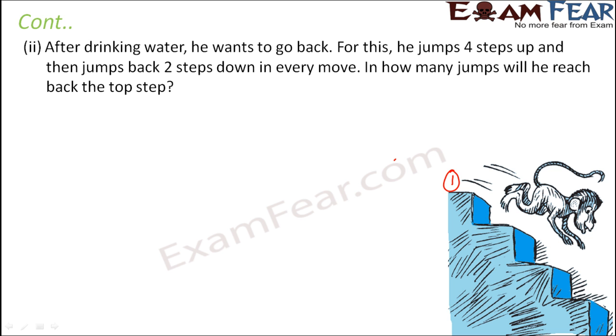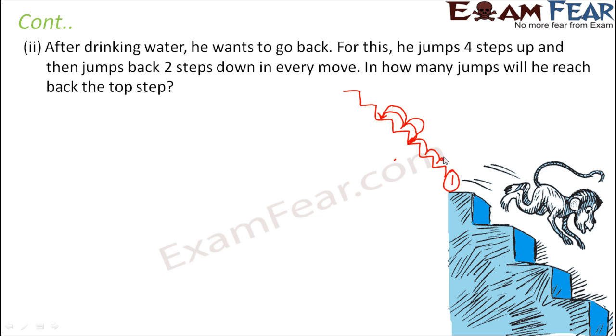Now the question is, this time he jumps back 4 steps up and then jumps back 2 steps down. So let us say this is how the 9 steps are, right? So let's say this is the 9th step. So what he does is, this time he goes 1, 2, 3, 4 steps up. So in one jump he goes 4 steps up, and then immediately he jumps back and takes 2 steps down.